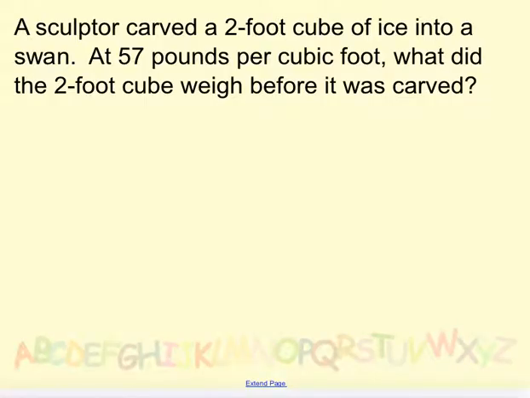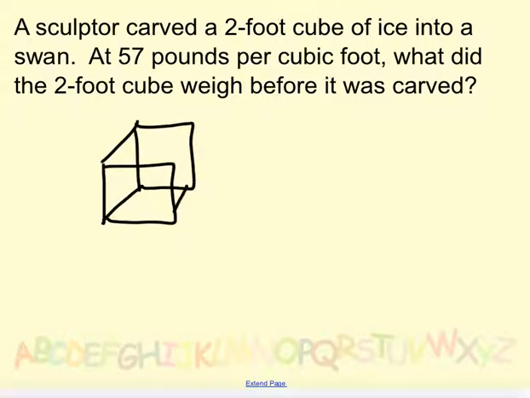Okay, we're just going to do a couple more examples on this one. A sculptor carved a 2-foot cube of ice into a swan. At 57 pounds per cubic foot, what did the 2-foot cube weigh before it was carved? Okay, so we have this 2-foot cube of ice. Let's draw it. And they're going to take this and carve it into a swan. But I'm curious how heavy it is before we even get there.